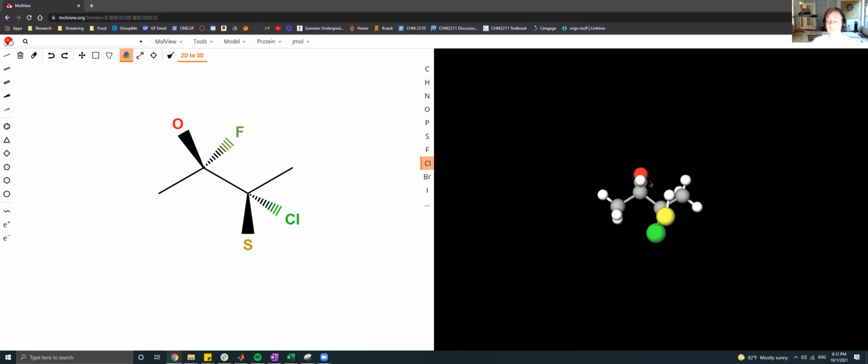And so for this carbon, we want to take this point of view. See how there's that carbon backbone? That will come up a little bit later. But we want to take this point of view because these groups are coming at us.